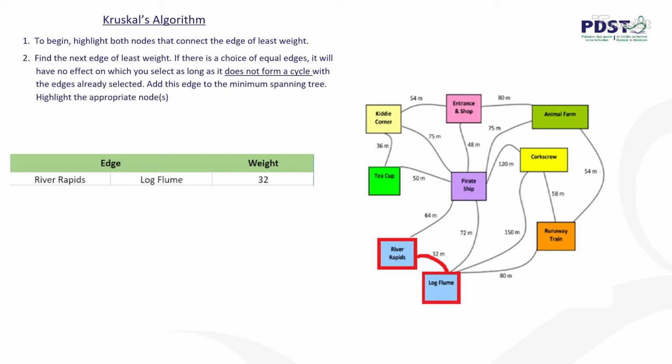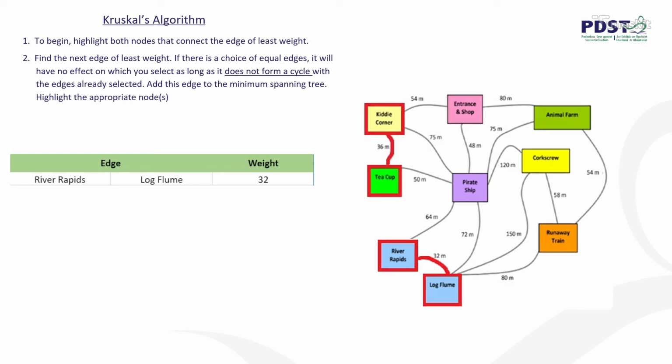Our second step then asks us to select the next edge of least weight. Bearing in mind if there's a choice of equal edges, then either will do as long as it does not form a cycle with the edges already selected. And we'll add this edge to the minimum spanning tree and we'll highlight the appropriate nodes. We can see the 36-meter edge is the next smallest. We'll highlight the nodes in question and add that edge to our minimum spanning tree. We repeat the process until all the nodes have been highlighted.